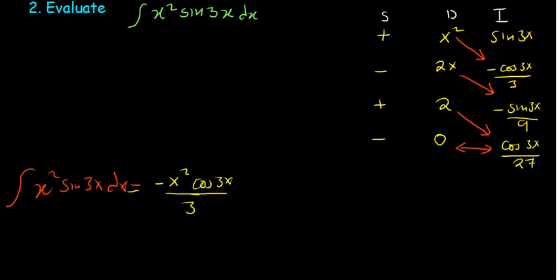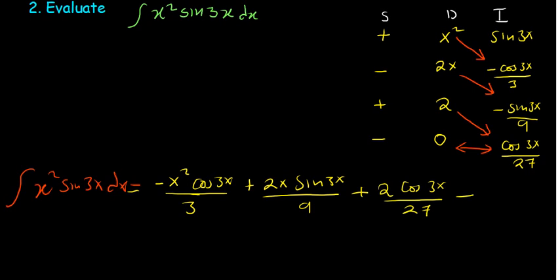And then we have got a negative 2x multiplied by a negative there, so it becomes positive. That will be positive 2x sine of 3x divided by 9. Then we've got a positive 2 multiplied by this. So that is going to be just a positive 2 cosine of 3x divided by 27. All we do is add the constant of integration, and that is going to be the integral then.